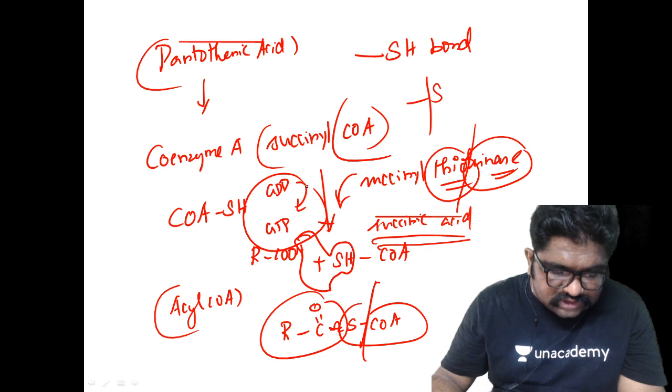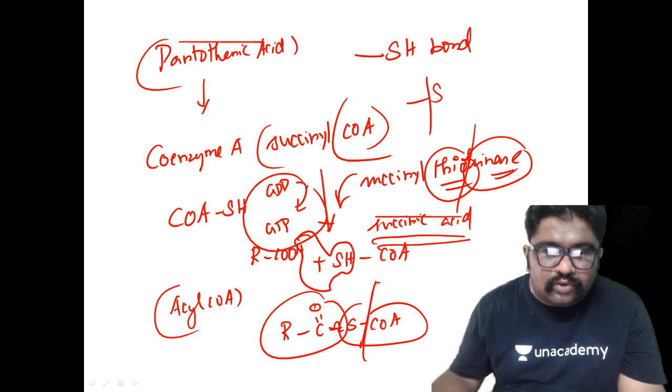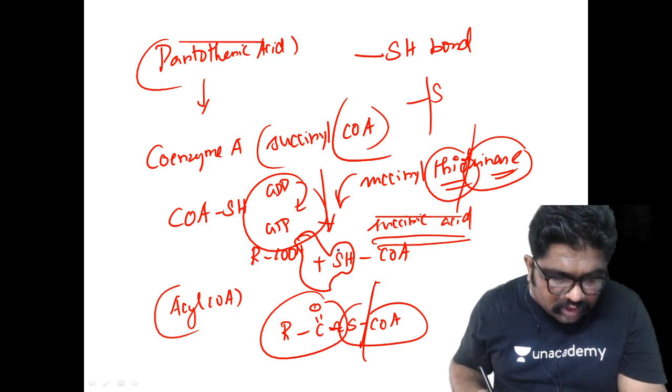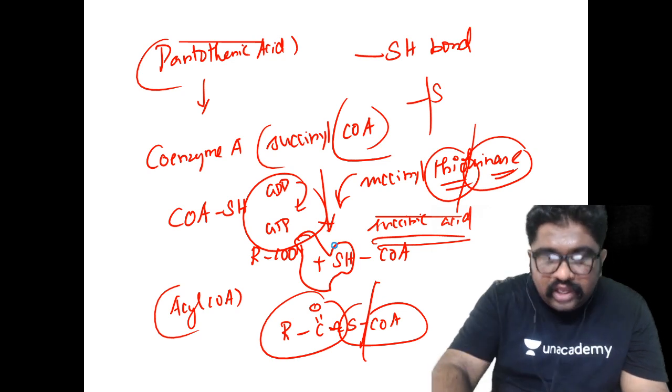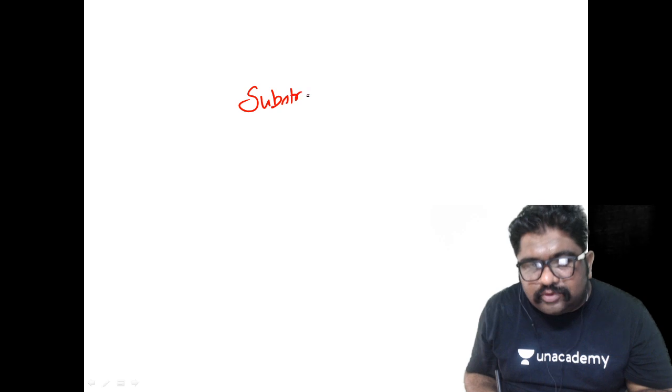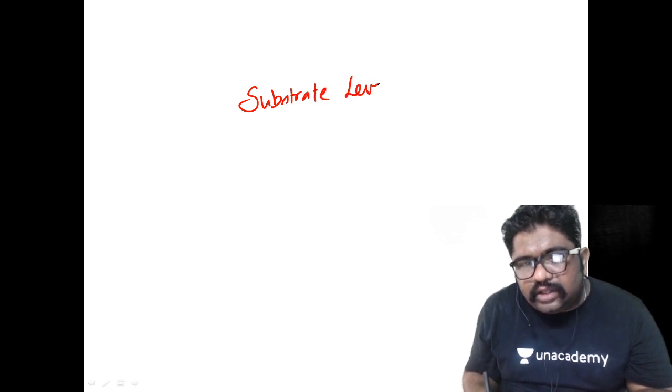Excellent, Arjun Raj. Yes, it is correct. Thiokinase bond. I'm asking you, what is this formation of ATP called as? Excellent, Susan Mohan. It is called substrate level phosphorylation. Mark my words. There is a concept called substrate level phosphorylation.